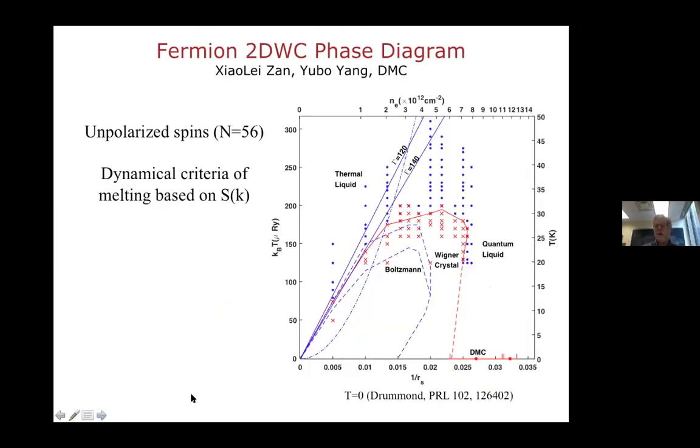Now, what we've done recently is look at the spin 1/2 Wigner crystal, and we've traced out the melting line here, which, this part is pretty classical, so that's the same as before. The red X's are the crystal phase, and the blue dots are the Fermi liquid. It's kind of hard for us to go down here, but you can see in comparison with what I just showed you that the fermion crystal is more stable than the Boltzmann crystal.